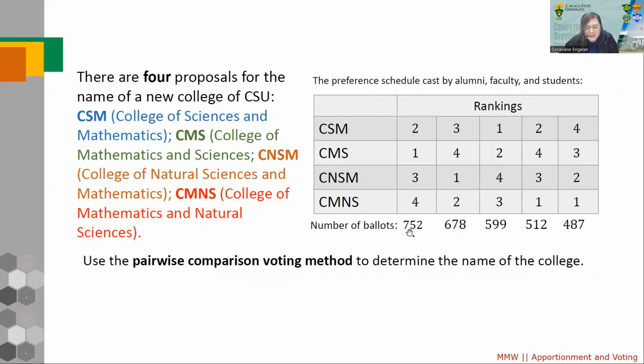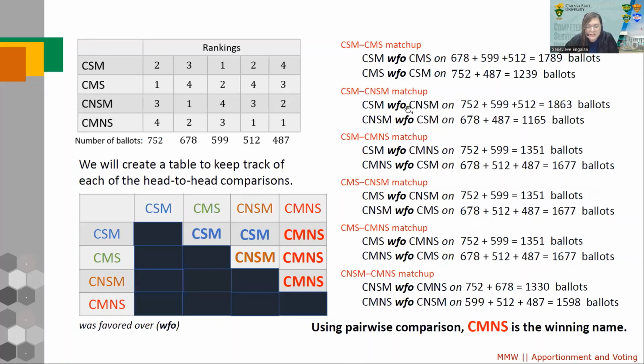So the same as in class earlier, 752 voters voted with this ranking, 678 voted with this ranking, 599 voted with this ranking, and 512 voted with this ranking, and this one. Okay? Okay, so class.